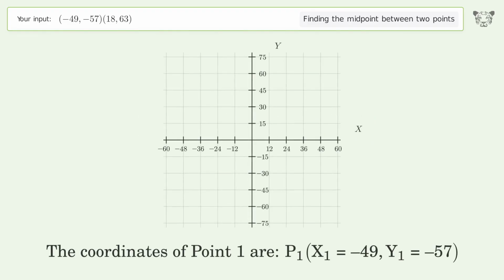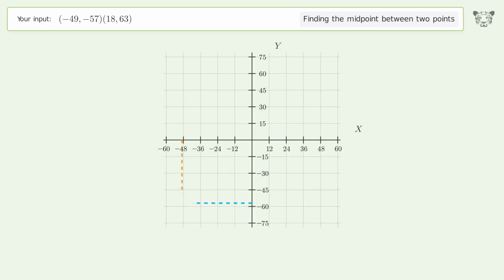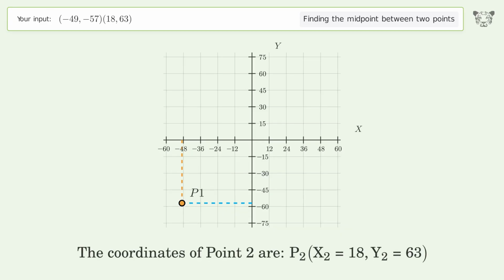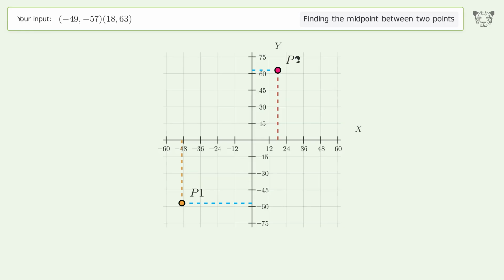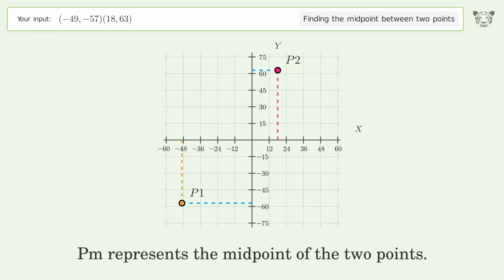The coordinates of point 1 are x1 equals negative 49, y1 equals negative 57. The coordinates of point 2 are x2 equals 18, y2 equals 63. PM represents the midpoint of the 2 points.